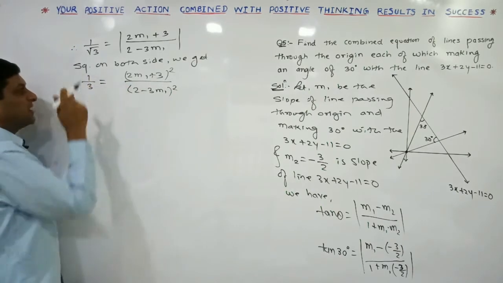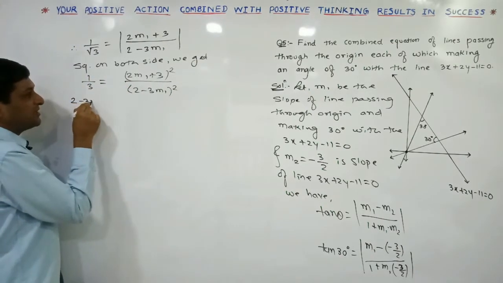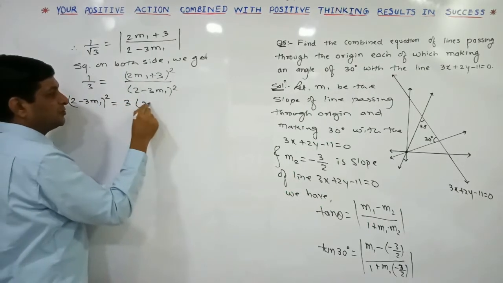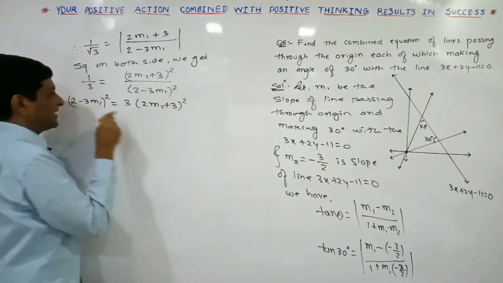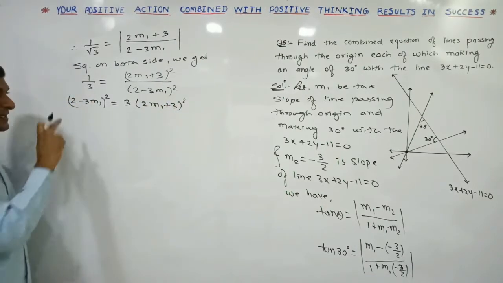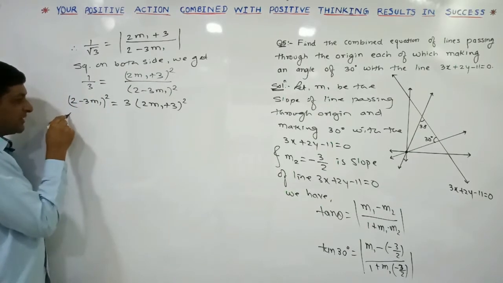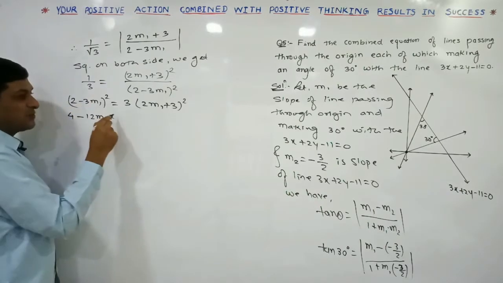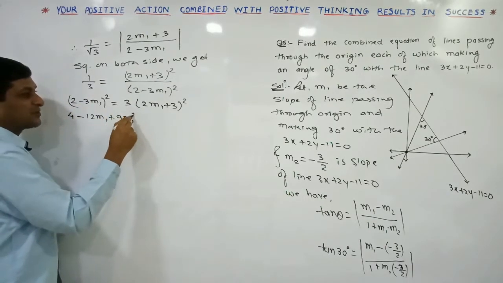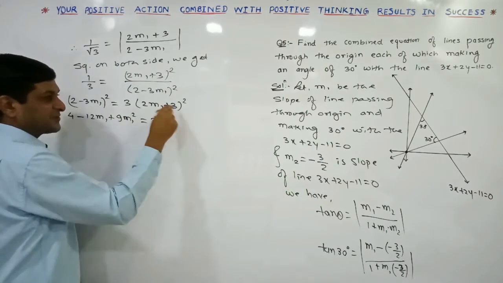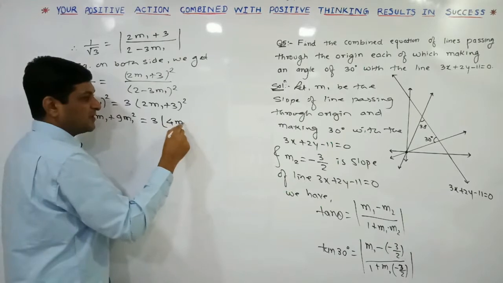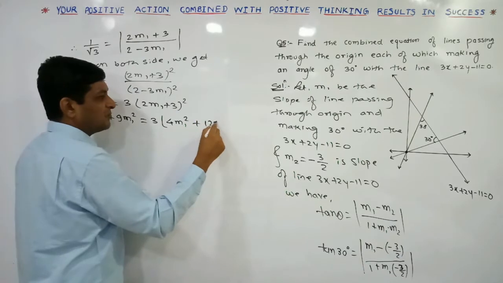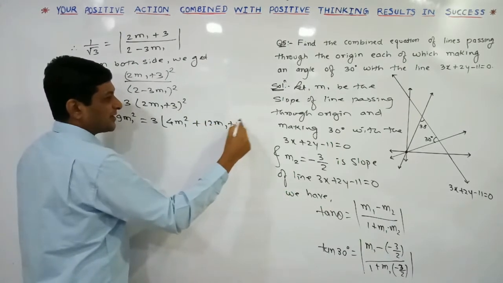So now this term will get multiplied on this side. So (2 minus 3m1) whole square, keep it as it is, and 3 will get multiplied on this side, (2m1 plus 3) whole square. Now find out its expansion using the identity (a minus b) whole square. So a square means 4, minus 2ab means 12m1, plus b square means the square of 3m1 will be 9m1 square. On this side 3, keep it as it is. Let us find out its expansion. So 4m1 square plus 2ab, 2ab means here we will get 12m1, plus b square, the square of 3 is 9.